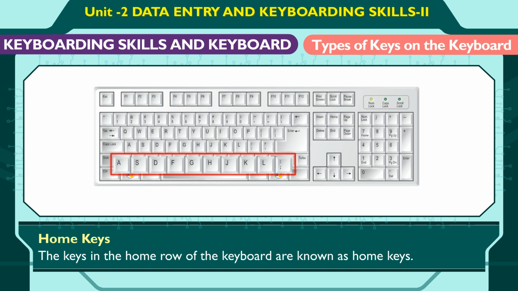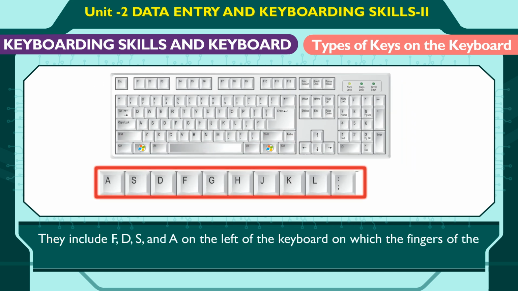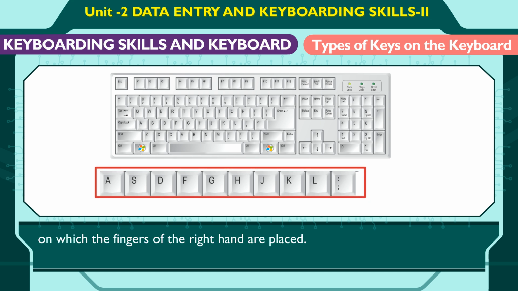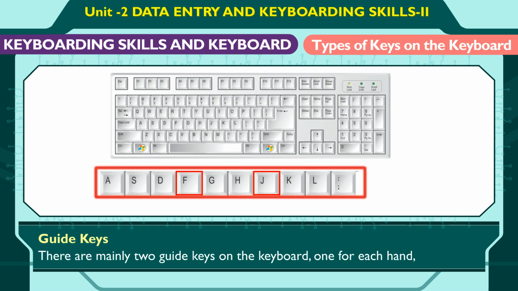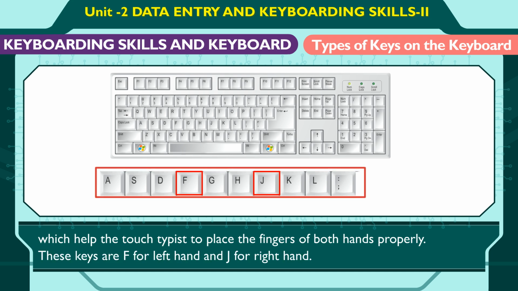Home keys. The keys in the home row of the keyboard are known as home keys. They include F, D, S and A on the left of the keyboard, on which the fingers of the left hand are placed, and J, K, L and semicolon on the right of the keyboard, on which the fingers of the right hand are placed. Guide keys. There are mainly two guide keys on the keyboard, one for each hand, which help the touch typist to place the fingers of both hands properly. These keys are F for left hand and J for right hand.